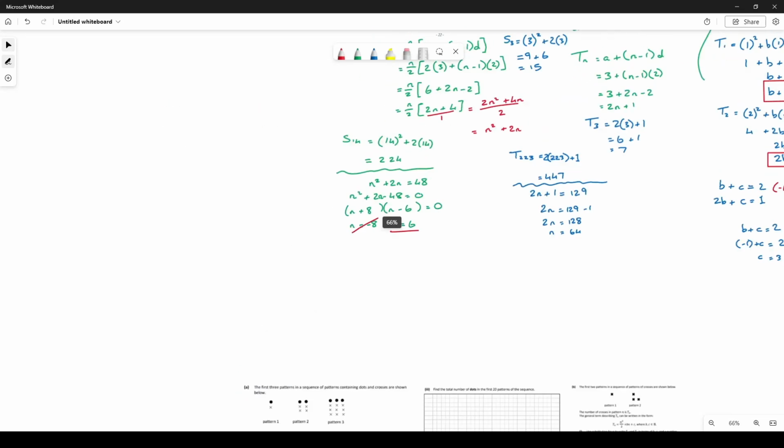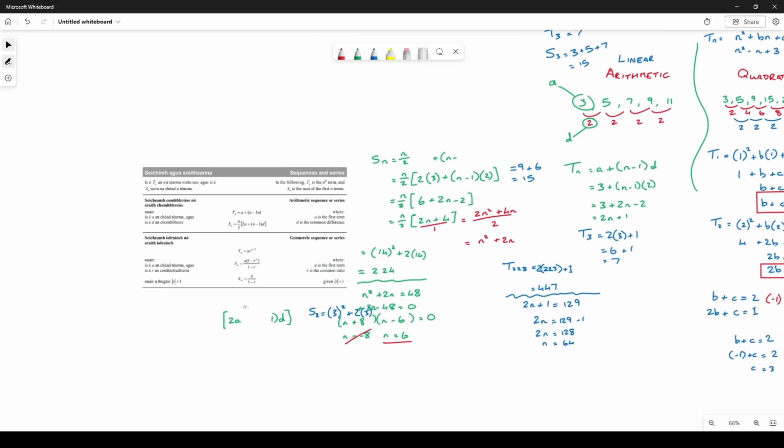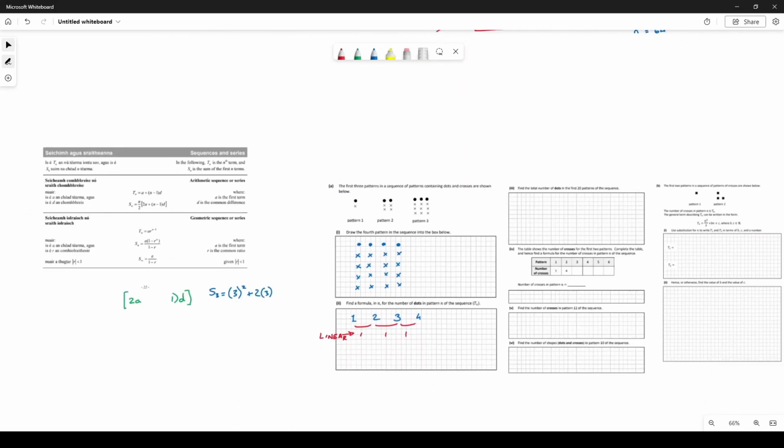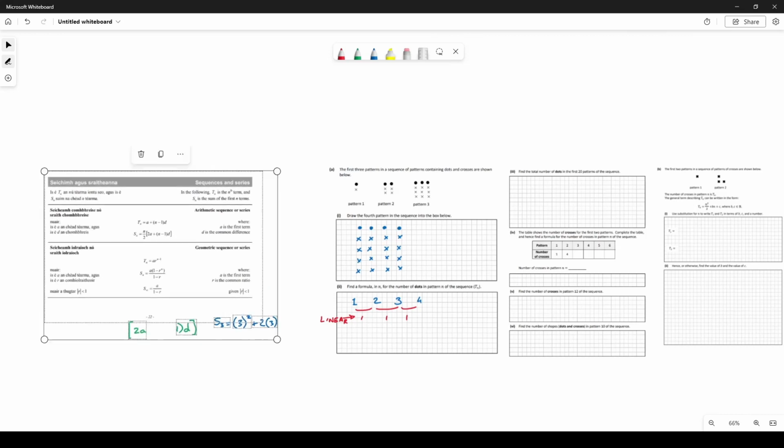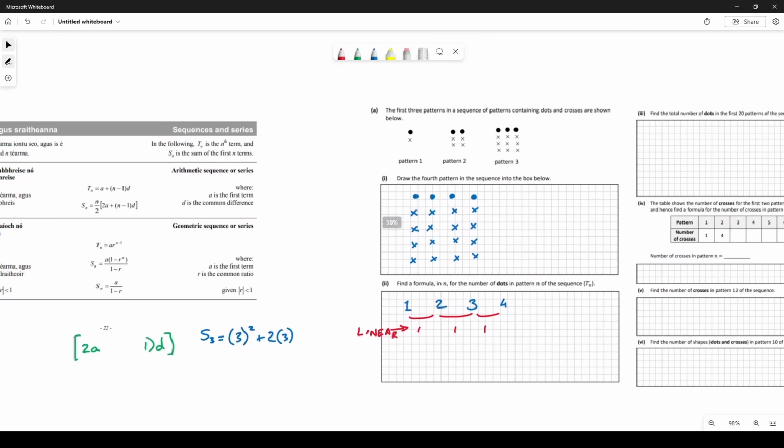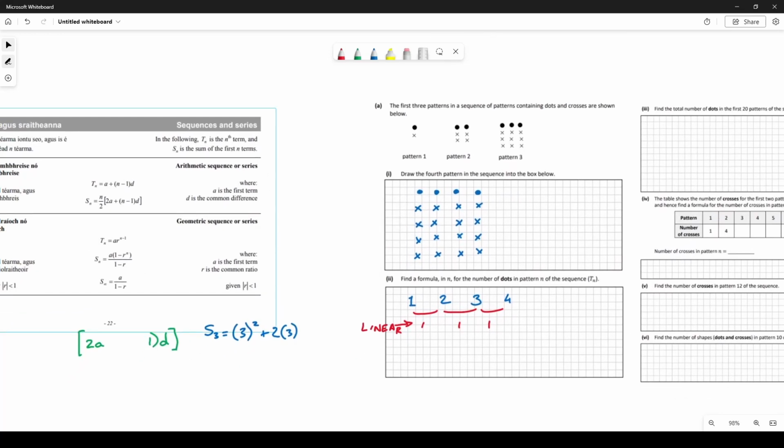Can I drag it down? Do I still have it here? It's bringing stuff with it, but just bear with me for the moment. Basically, when we find out it's linear, we can definitely use the arithmetic or linear section, the first two. In ordinary Leaving Cert, you're never going to need this section. You're never going to use the second half. Do not use the second half. Only use the top section.